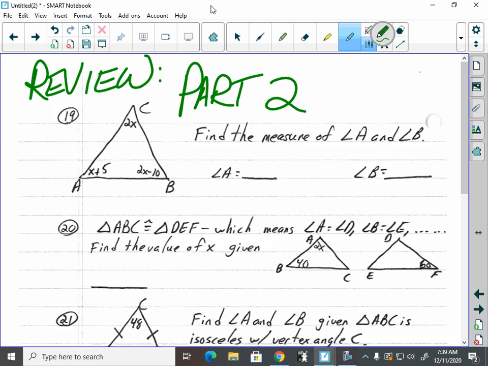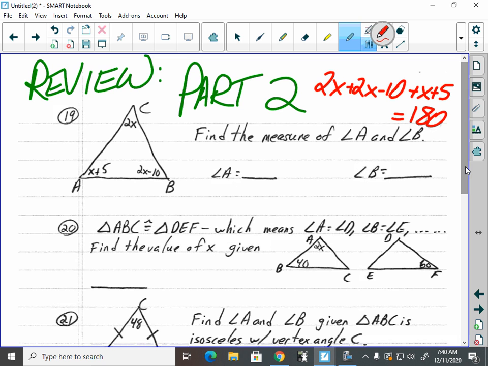Let's continue. Let's see. What do we know about a triangle? Oh yeah, the corners add up to 180. Ran out of space there. Okay, so you're going to solve for x, solve that equation for x, plug it into A, and plug it into B, and get those answers.